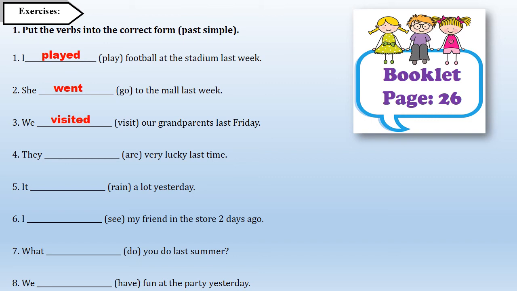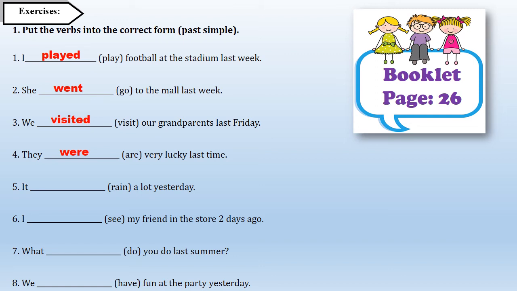They are very lucky last time. المرة الماضية، بما إنها مرة ماضية معناته الجملة لازم تكون بالماضي. وفي عنا R، الـ R شو بتصير؟ Are regular or irregular verb؟ Excellent، irregular verb معناته لازم نغير شكلها. They were, they were very lucky، كانوا جدا محظوظين المرة الفائتة أو الماضية.